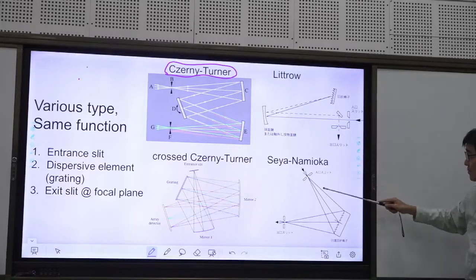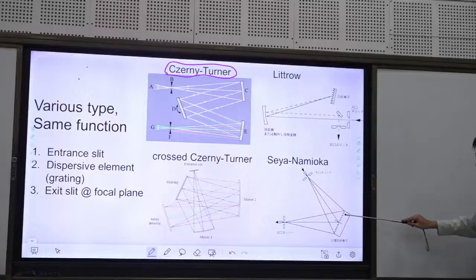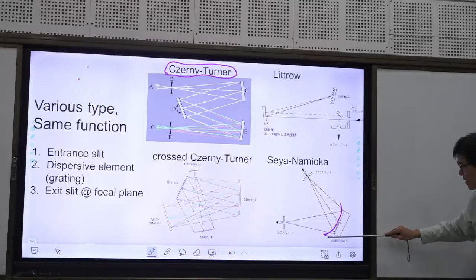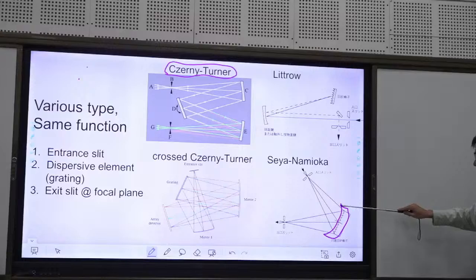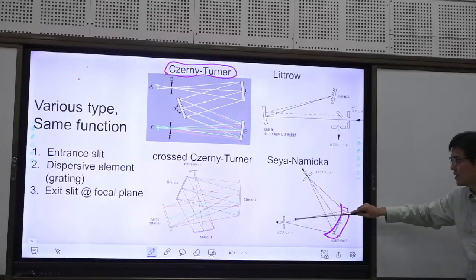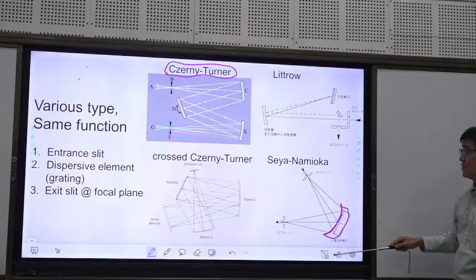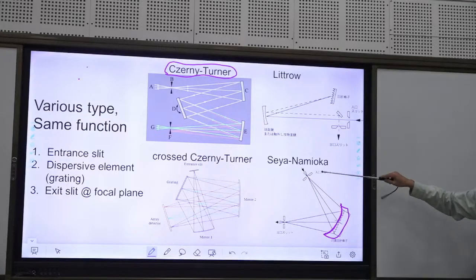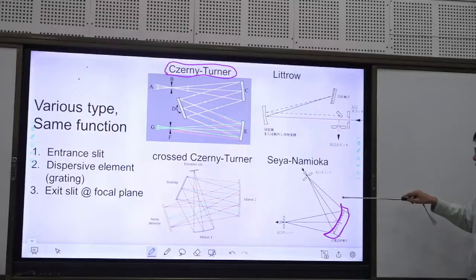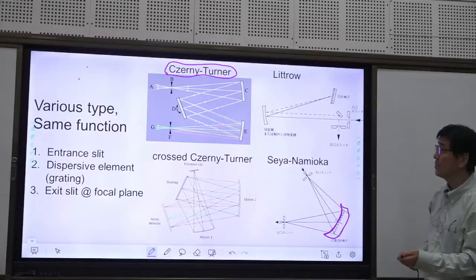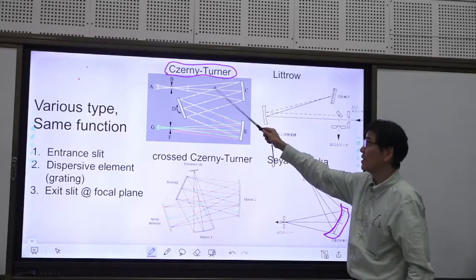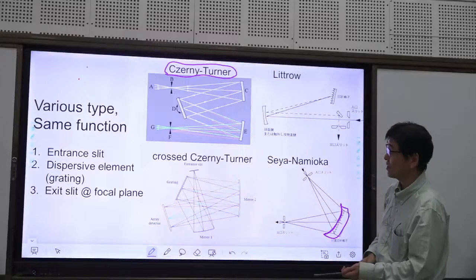In the Seya-Namioka style, there is no mirror. So this is a curved grating, and the entrance slit light irradiates the curved grating and automatically focuses on the exit slit. So the number of optical elements is fewer. And again, this is compact and throughput is high. But the most widely used style is Czerny-Turner.